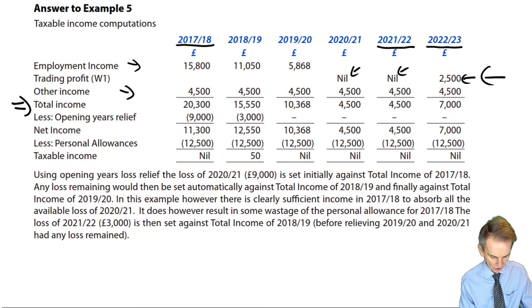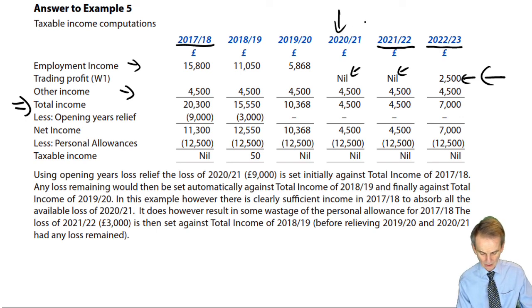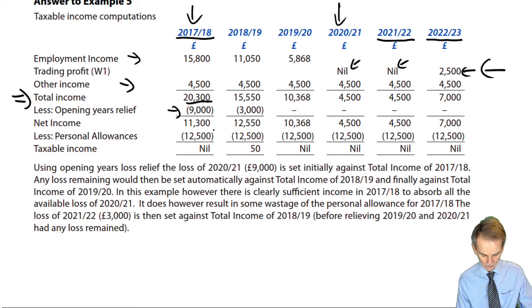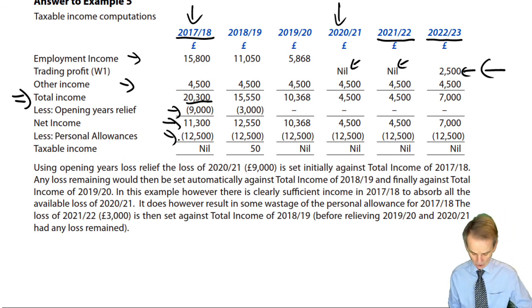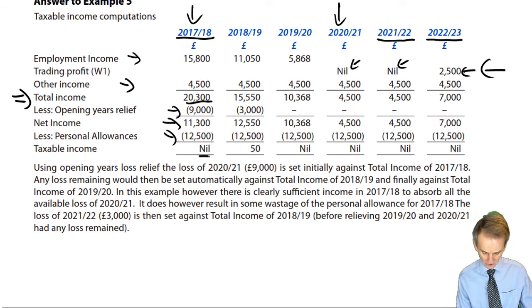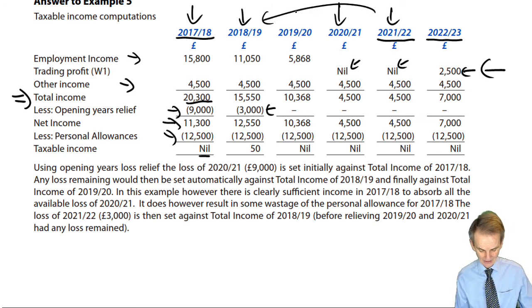So establish the total income figures for the relevant tax years. The loss made in 2021 goes back 3 years to 17-18. It was 9,000 against 20,300, brings you down to net income of 11,300. We're told to assume, as we always will be here, that the personal allowance has always been what it was in your current tax year, 2021, and that means there's nothing taxable. We then had a further £3,000. That was from 21-22, so it goes back 3 years to 18-19.